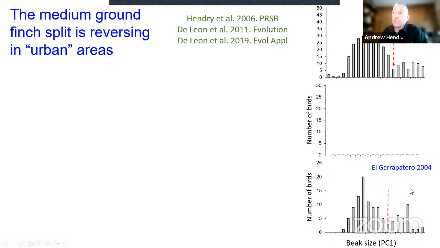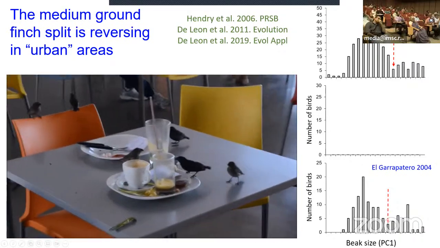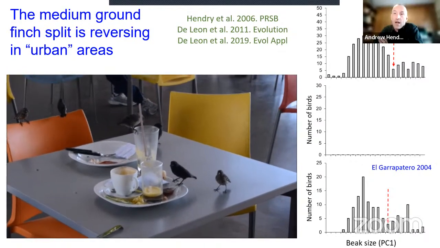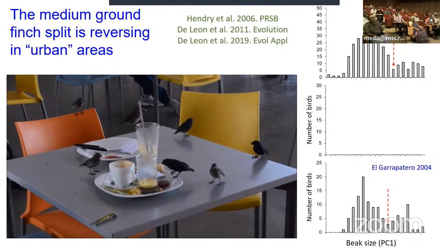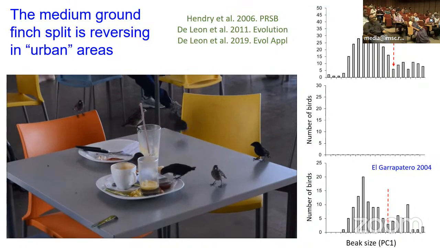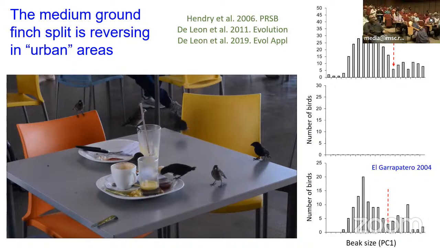And on the bottom, you see the population I just talked about, which is removed from human settlements. And you see the same thing there. There's a small beaked morph and a large beaked morph. Selection's pushing them apart. But if you go to the town now, Academy Bay, you see that the finches are feeding on all kinds of random things. This is actually in the airport, and the finches are just basically coming in and munching away on human foods.